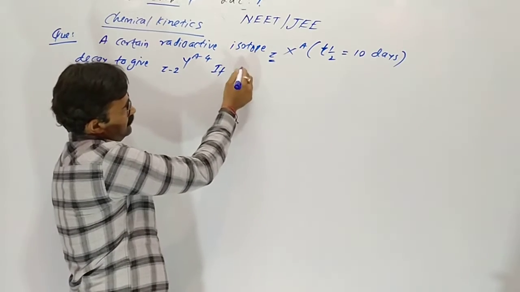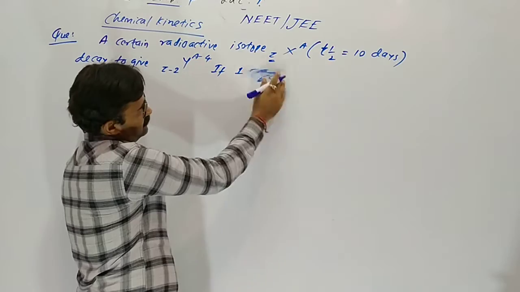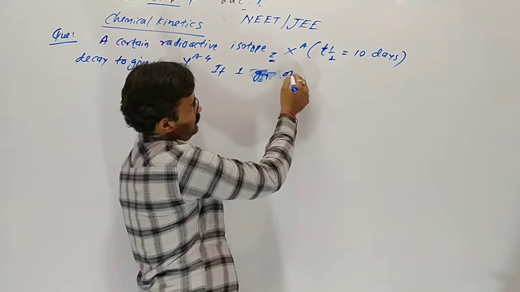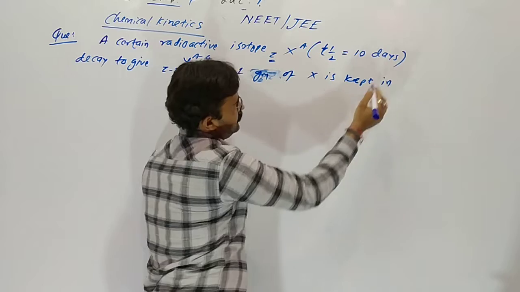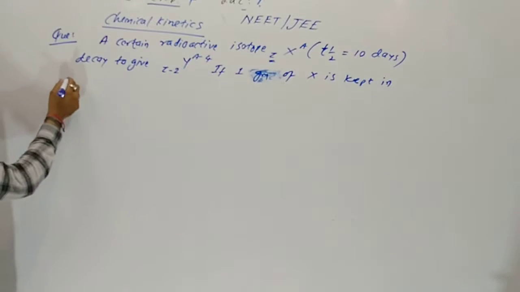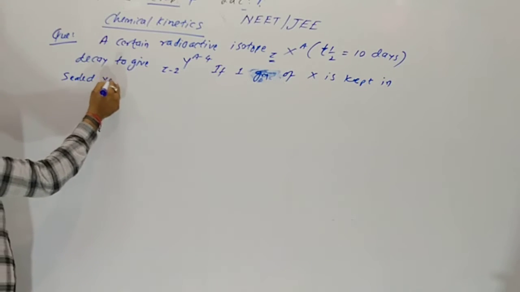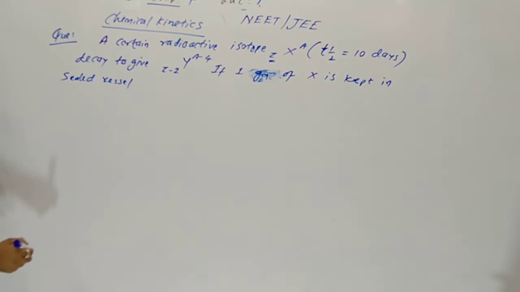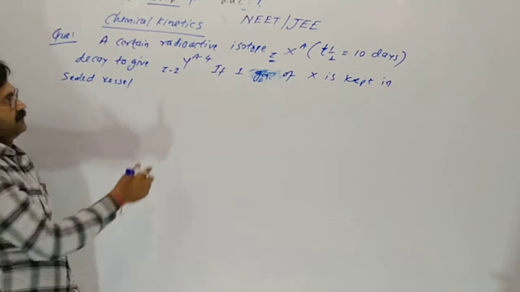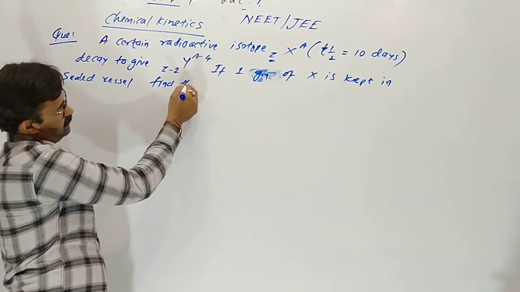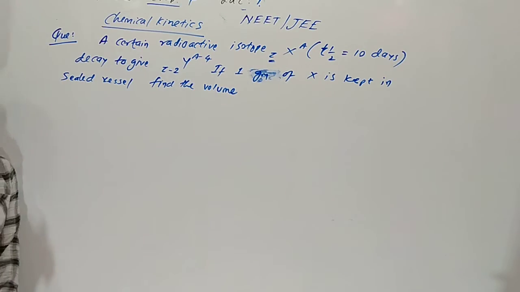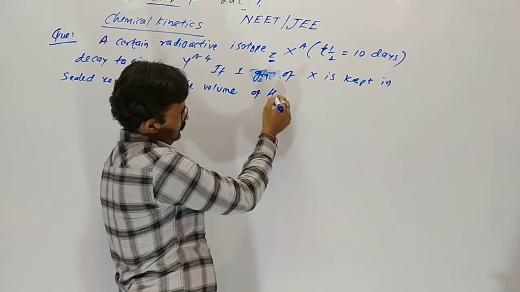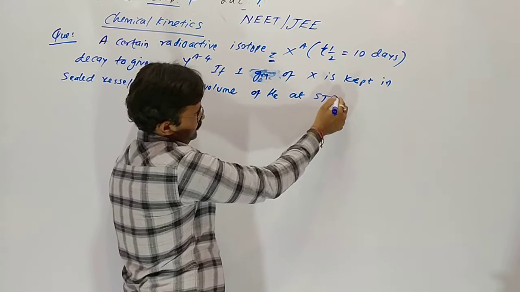If 1 gram of X is kept in a closed vessel, in a sealed vessel, find the volume of helium at STP.